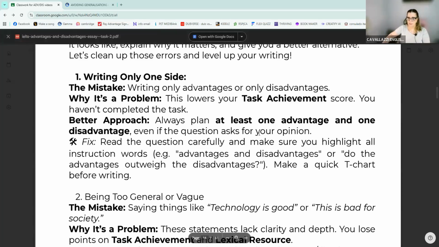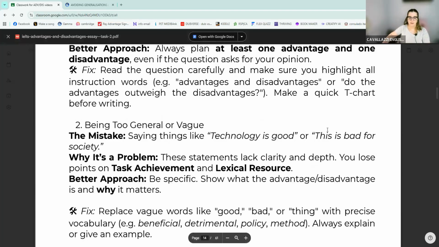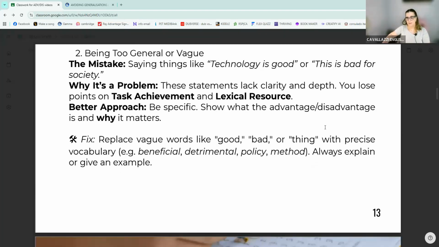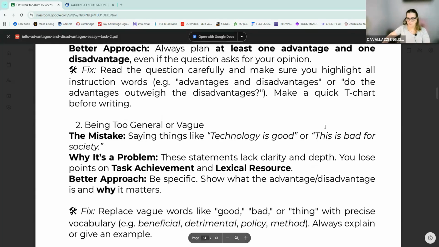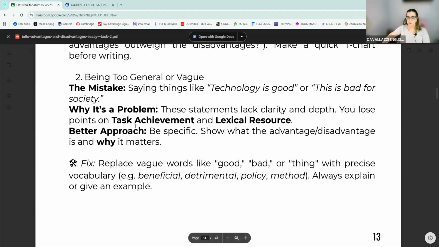So here it explains, always at least one advantage and one disadvantage, both in the introduction and in the conclusion. The same ones, of course, but using synonyms, okay? And in each paragraph, one starts with the advantage and then with the disadvantage, okay? Here it also talks about what I mentioned earlier about being too general or vague, a vague sentence.